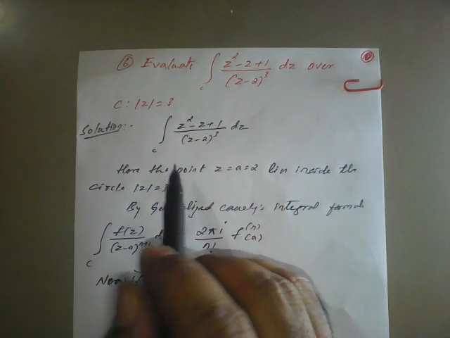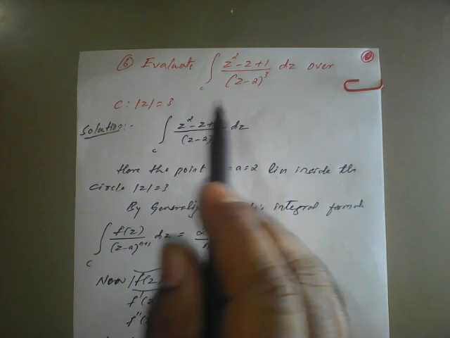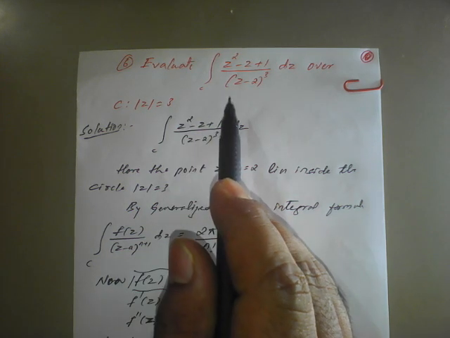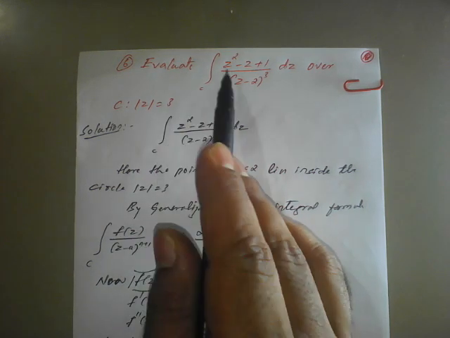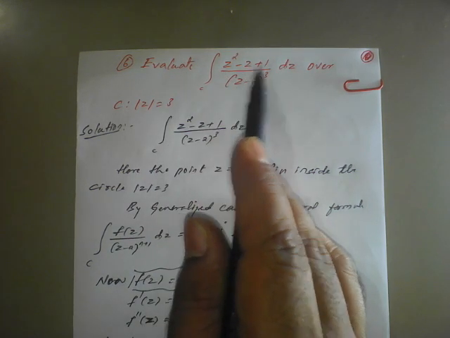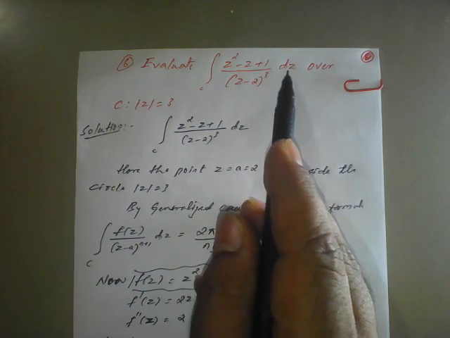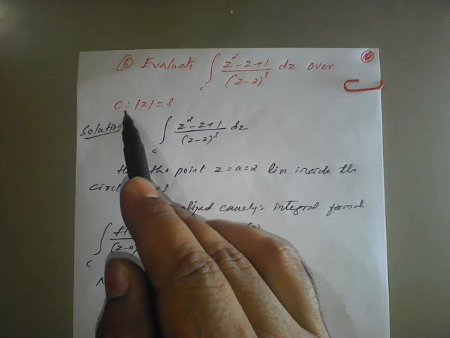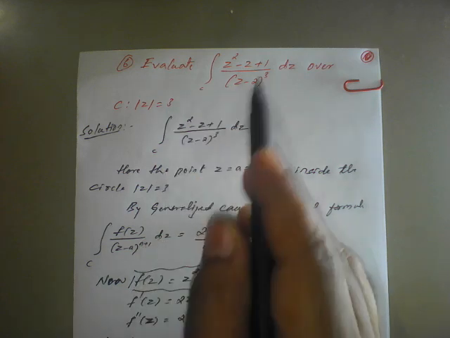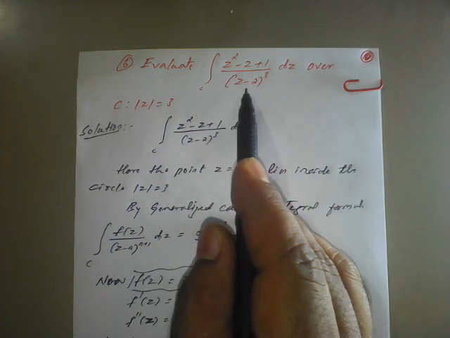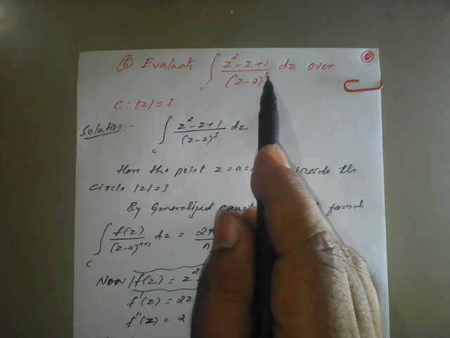Now we'll see the examples based on a mixture of both Cauchy's integral as well as generalized Cauchy's integral formula. So here one of the questions is: evaluate the integration of z square minus z plus 1 divided by z minus 2 whole cube dz over the circle C of mod z is equal to 3. Just observe here, in the previous class we didn't have this raised to power 3.